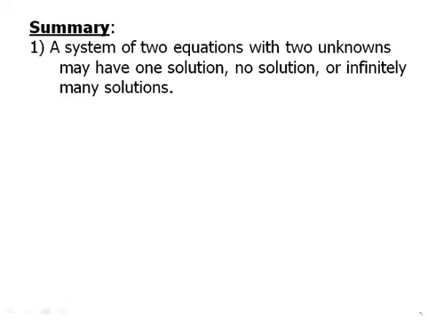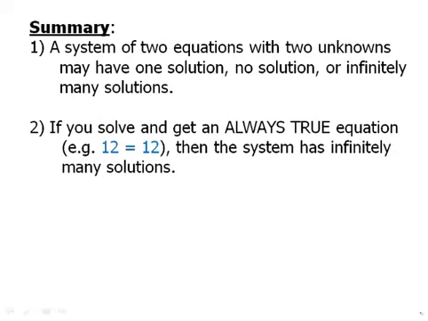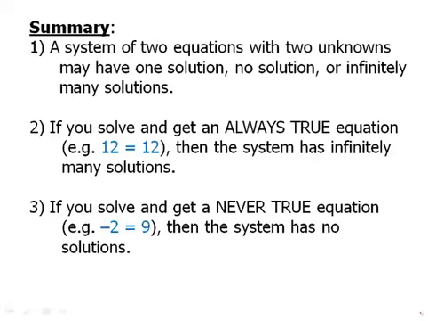In summary, a system of two equations with two unknowns may have one solution, no solutions, or infinitely many solutions. The most common case by far is the one solution case, and that's where you would use substitution or elimination and solve for individual values of x and y. If you do that solving and you get an always true equation, something like 12 equals 12, then the system is always true. It has infinitely many solutions. If you solve and all the variables drop out and you wind up with a never true equation, something like negative 2 equals positive 9, then the system has no solution.